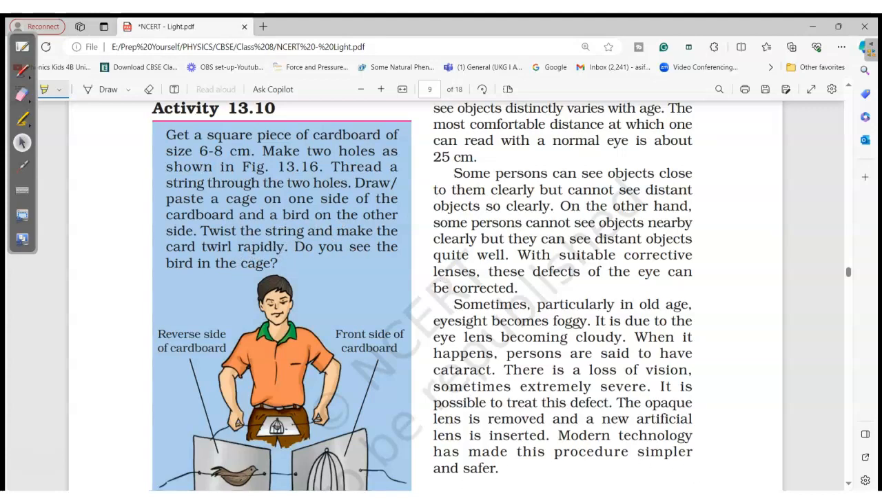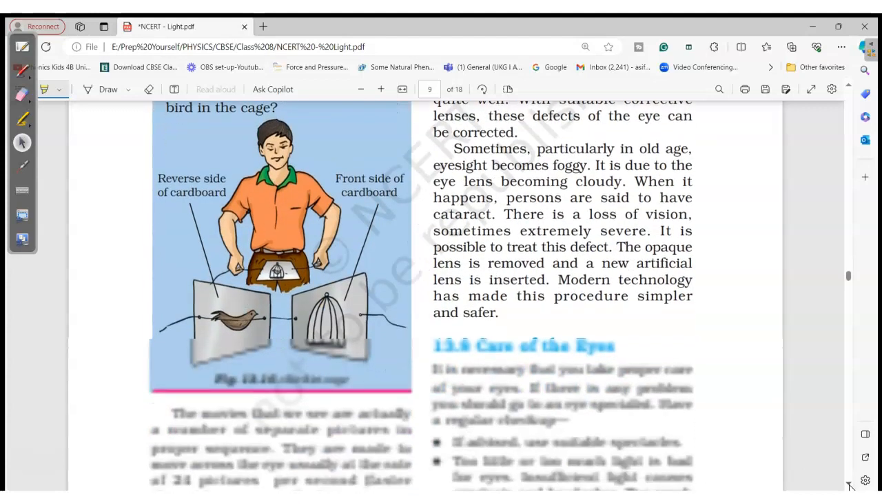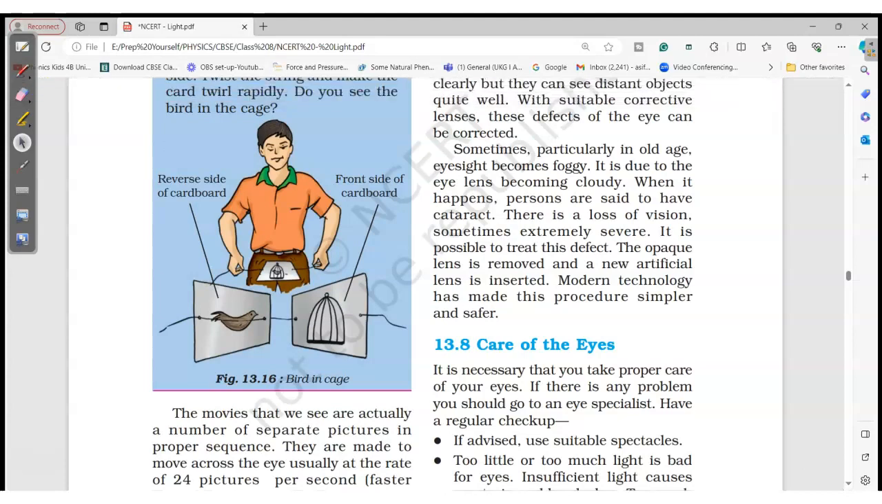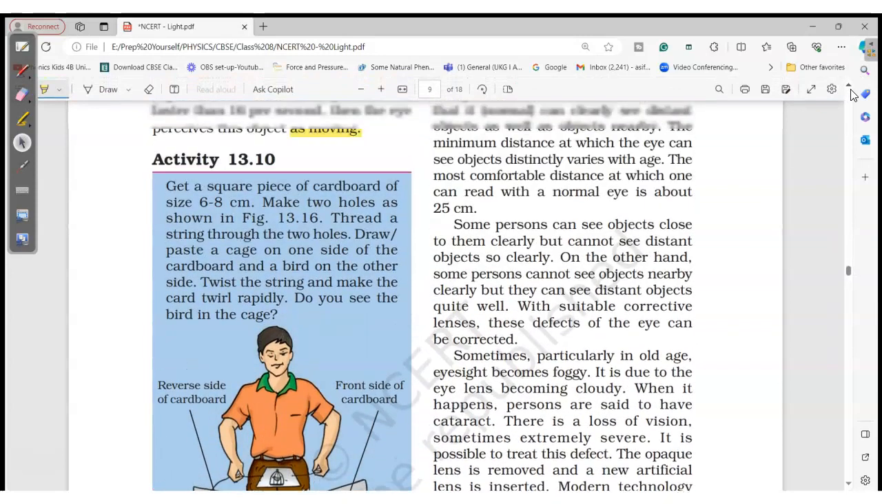Now what you're going to observe is that you will see as if the bird is inside the cage, though the bird is not inside the cage. The bird is on the back side of the cardboard and the cage is on the front side. But when you are twirling it with such a speed that it's 16 per second, it is perceived by the eye that the bird is inside the cage.